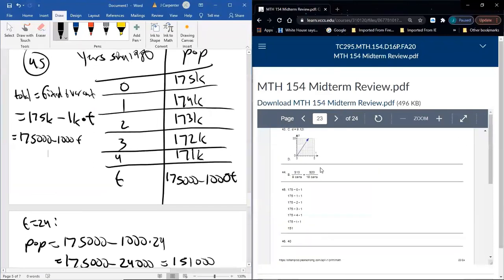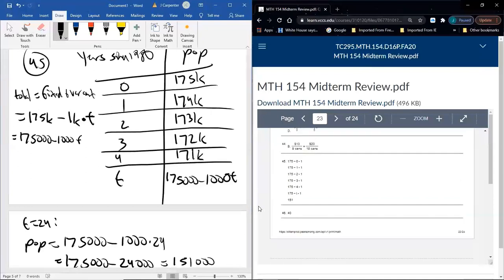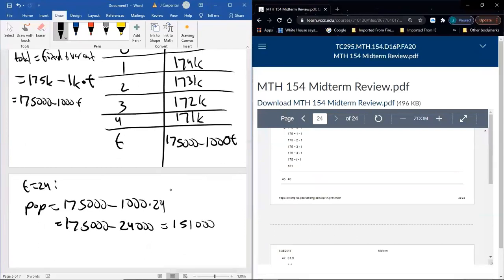What number was that? 45. See how they set it up? Now, they're doing everything in thousands, actually. My answers are in wholes, so it's 175 minus 1T, that was this, so it's not in thousands. And then the population would be 151, and again, that was in thousands. So they just have these answers expanded, because that was 175 minus 1 times 1, 175 minus 2 times 1, just plugging in the time.